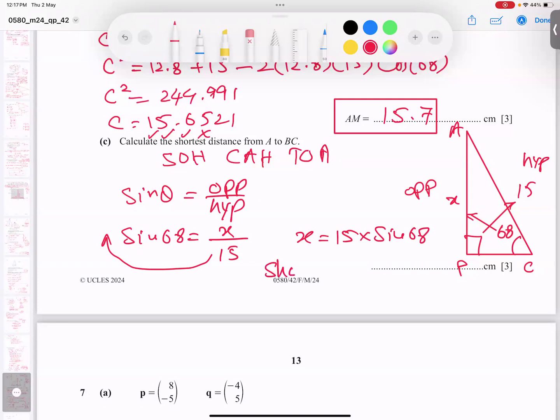So shortest distance, if I want to find, I will simply type in calculator: 15 times sine 68. So 13.9. I hope you got it well. 13.9 centimeters.